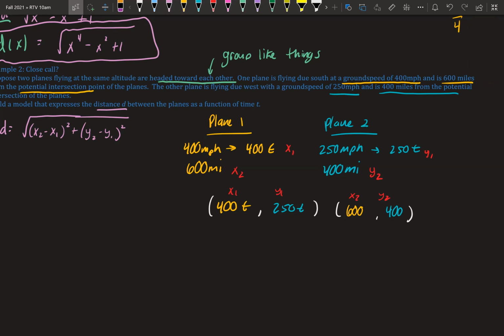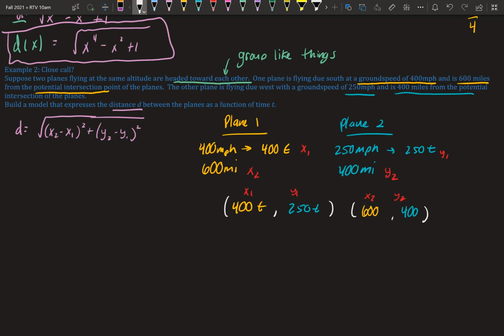Also, on that question, MPH is always going to be blank T, or like meters per second. Anytime it has distance per time, it's always going to be blank T. All right, let's plug it in. So we have distance equals blank minus blank squared plus blank minus blank squared.